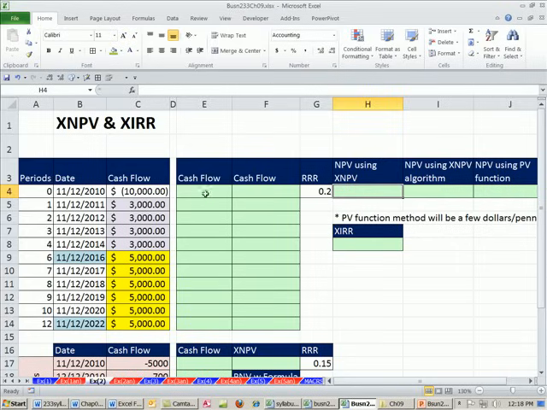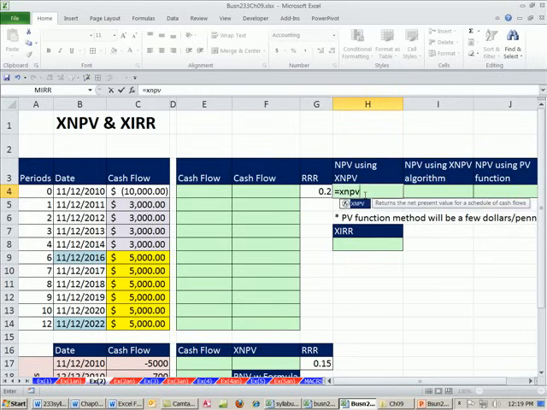Then I'm going to break it down and show you the algorithm of how it calculates, because it can get a slightly different answer than the PV function, which a lot of people use when they get into this situation. It's no problem. The PV function and the XNPV will be a few dollars or pennies off, but we're talking about estimation here anyway. A few pennies or dollars usually doesn't matter. Now let's go ahead and see XNPV.